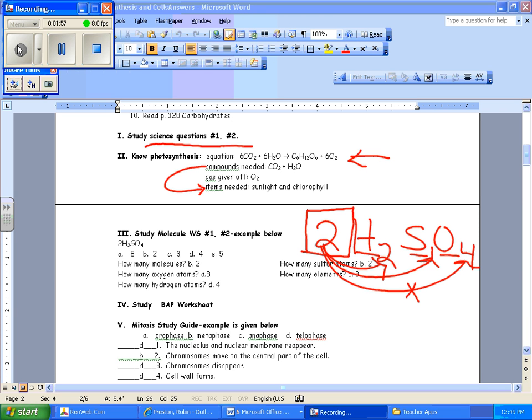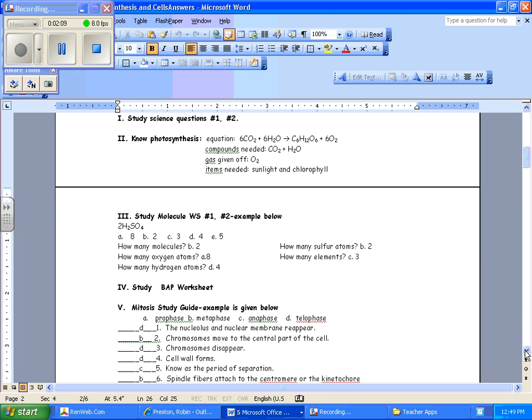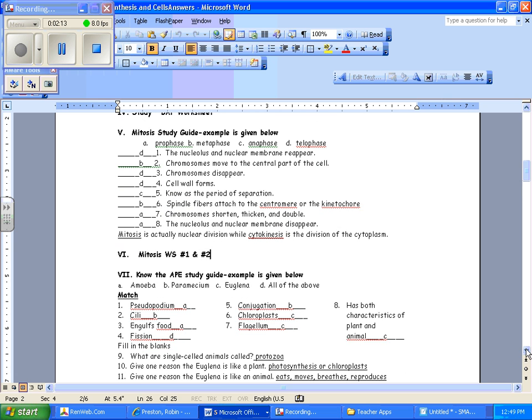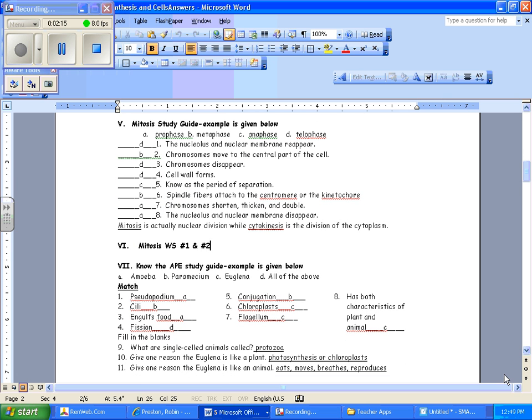Now, let's look at the next part where it says mitosis study guide. I've just given you a quiz on this. I'm going to have to walk around and move this down from the computer, so give me a second. Anyway, I just gave you a quiz on that. Folks, right there are like 10 questions on the exam, 10 of them.